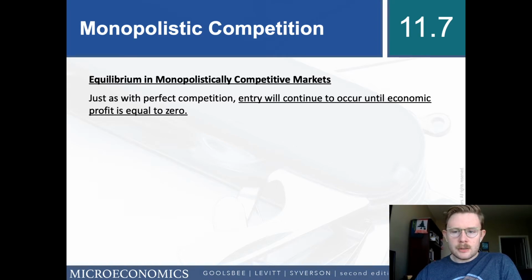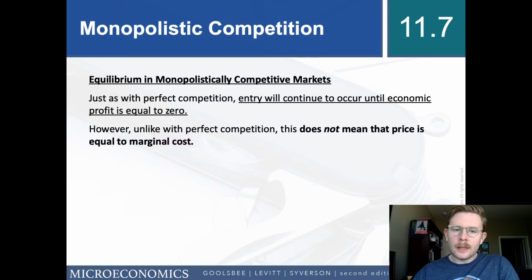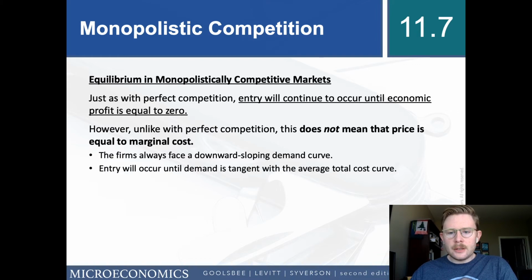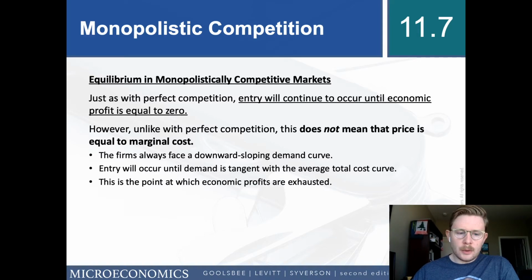The equilibrium conditions, just as in perfect competition: entry will occur until the profits are equal to zero. However, unlike in perfect competition, this does not mean that price is equal to marginal cost. The firms always face a downward sloping demand curve, and entry will occur until demand is tangent with the average total cost curve. That's the point at which economic profits are exhausted.